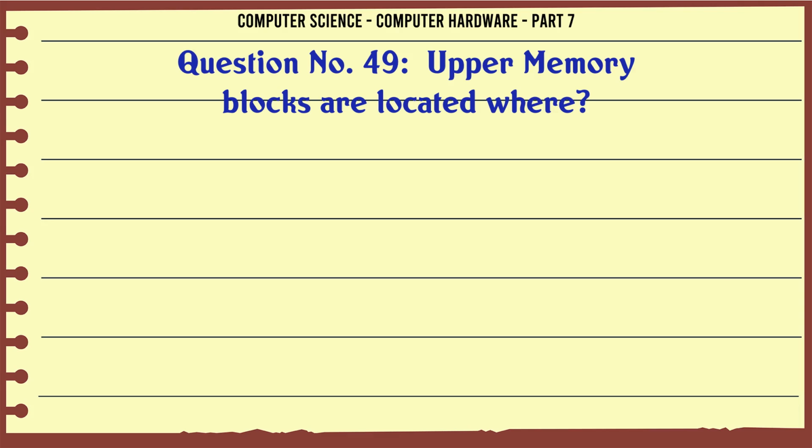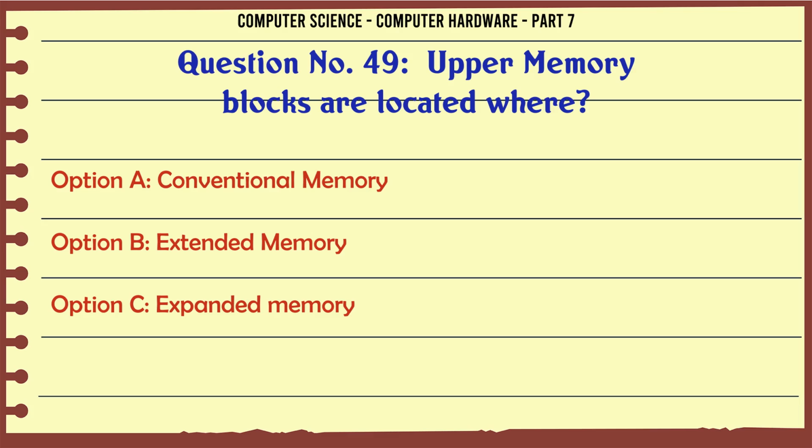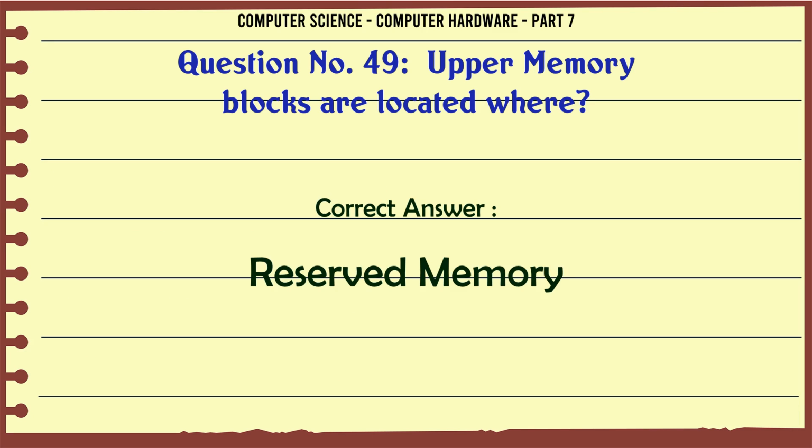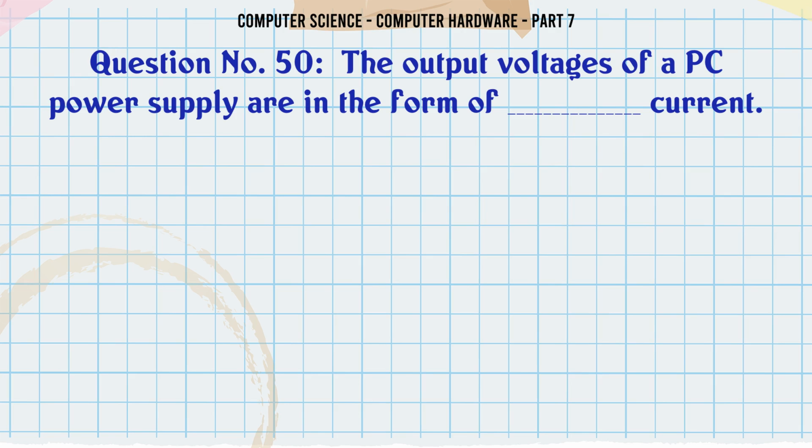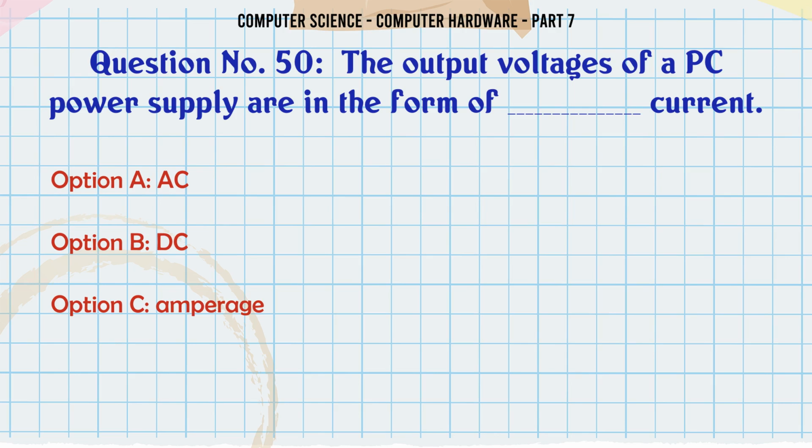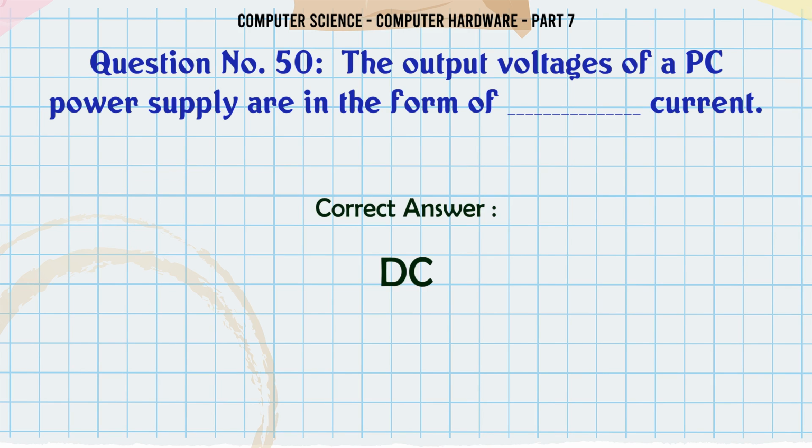Upper memory blocks are located where? A. Conventional memory. B. Extended memory. C. Expanded memory. D. Reserved memory. The correct answer is reserved memory. The output voltages of a PC power supply are in the form of current. A. AC. B. DC. C. Amperage. D. Resistive. The correct answer is DC.